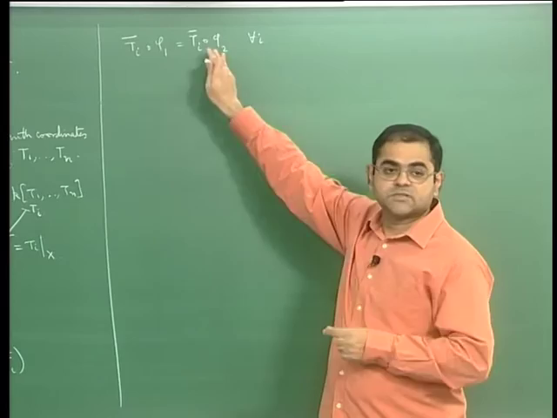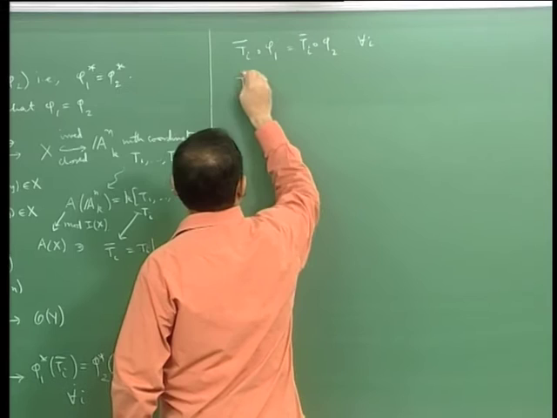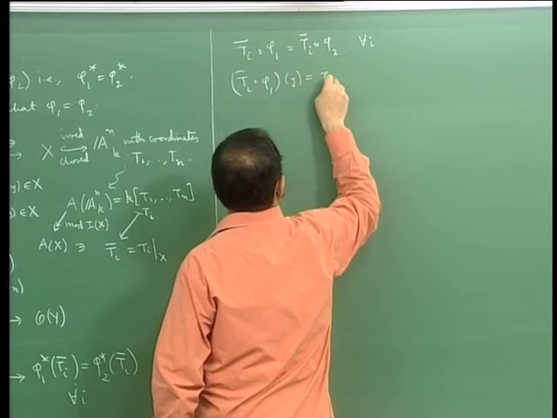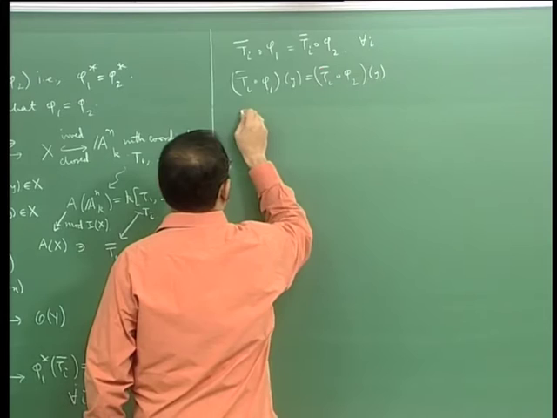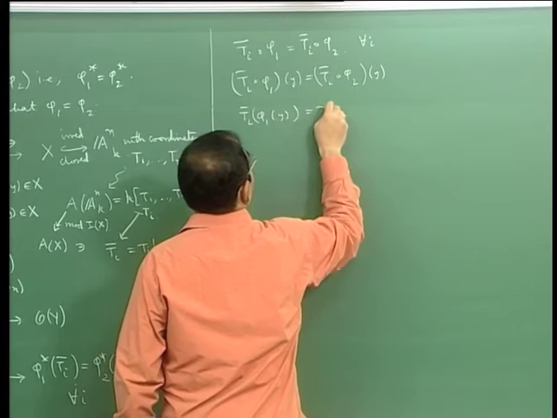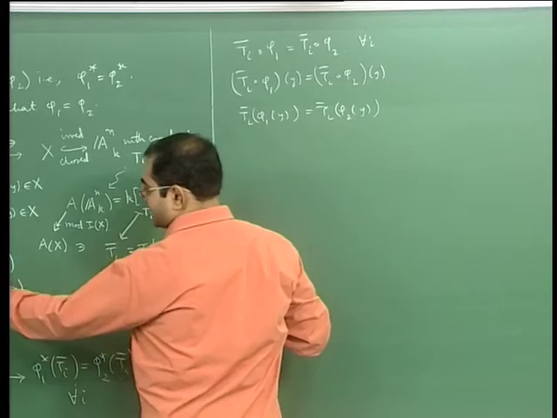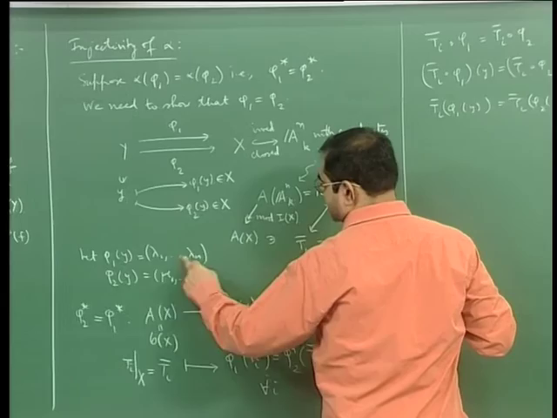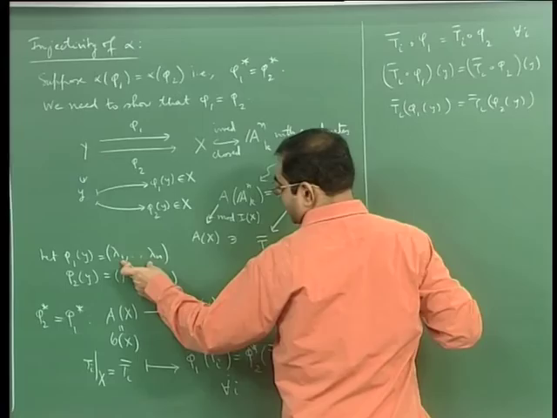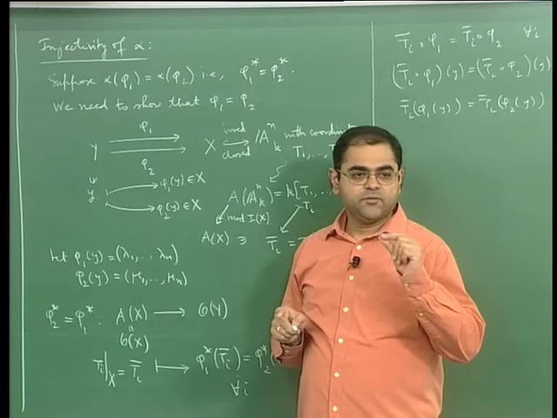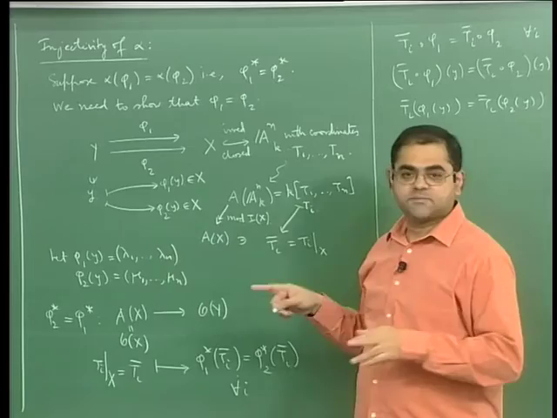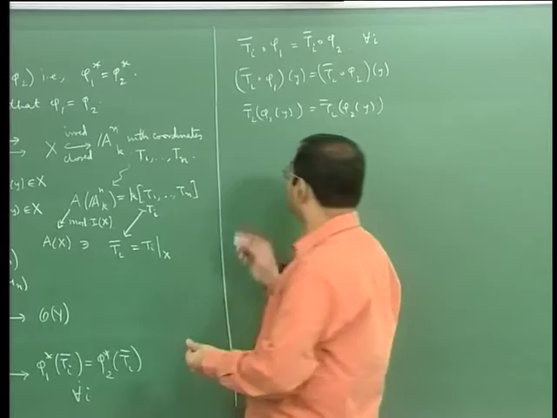Now this is an equality of regular functions on Y, so apply it to the point small y. So what you will get is Ti bar of phi 1 of small y is equal to Ti bar of phi 2 of small y. But phi 1 y has these lambdas as the coordinates, phi 2 y has mu's as the coordinates, and if you take a point like this, the action of Ti bar on that point is to give you the ith coordinate. It is just the function Ti on affine space picks out the ith coordinate of the point when you evaluate it at a point. So if you do that, I am going to get lambda i is equal to mu i, and this is going to be true for all i.